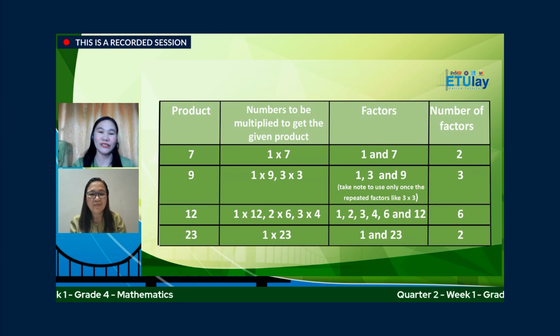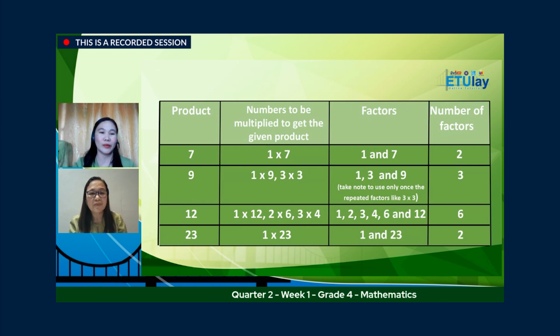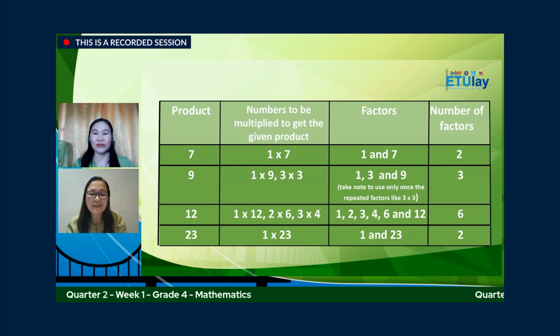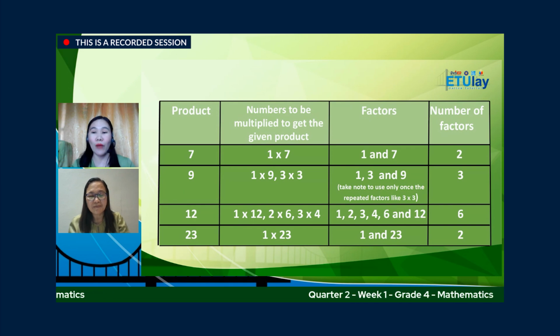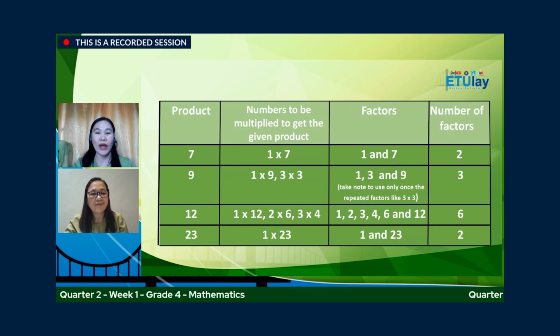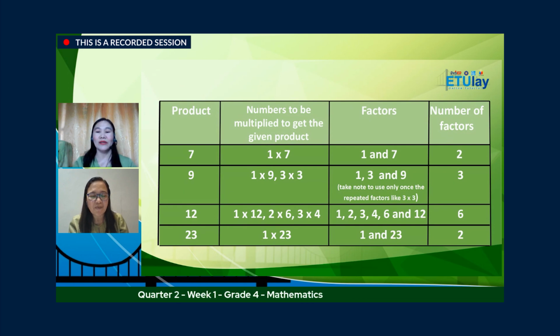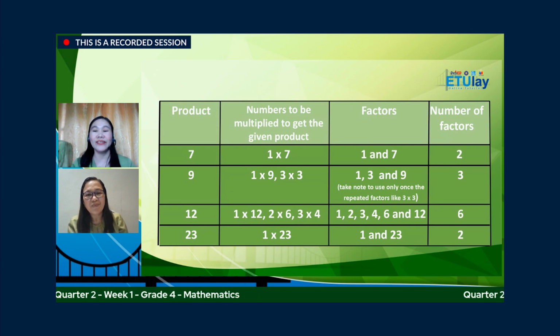So, balikan natin yung 7. What are the numbers to be multiplied to get the product of 7? We have 1 times 7. And the factors are 1 and 7. So, obviously, mayroon dalawang factors. 9, we have 1 times 9 and 3 times 3. The factors are 1, 3, and 9. Take note to use only once the repeated factors like 3 times 3. And the number of factors we have 3.